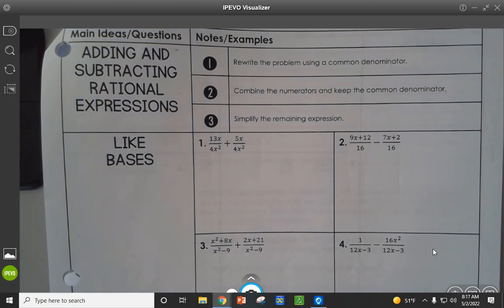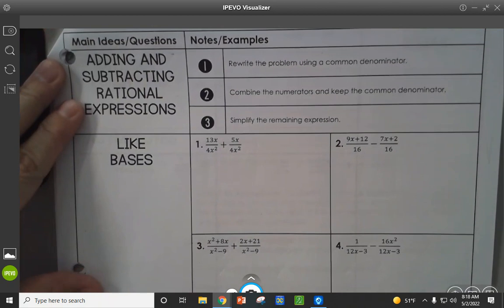And then we simplify. So once we've added and subtracted, we simplify. So we do our factoring and canceling out, that sort of thing.